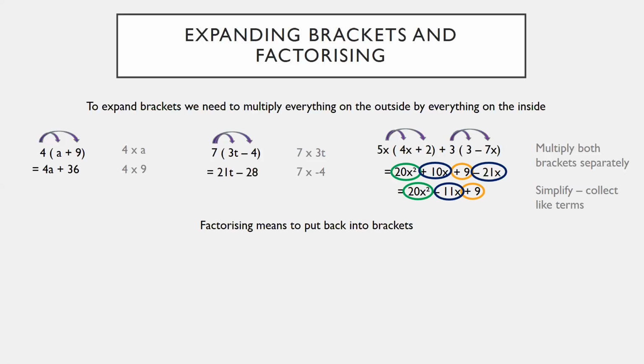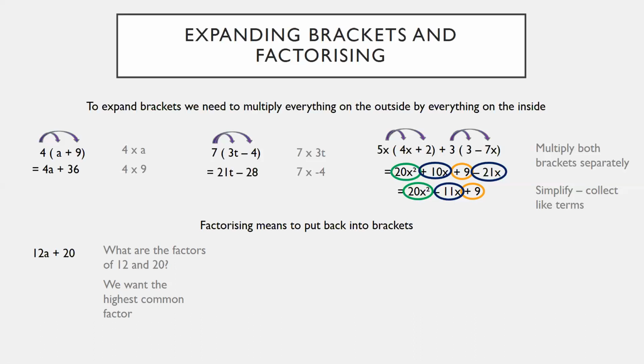Factorising then, this is sort of the opposite of expanding. We're going to go back the other way. We need to put back in the brackets. So if we have 12a plus 20, we need to think about the factors of 12 and 20. So the times tables that 12 and 20 are in. So they are both in the 2 times table, but we want the highest common factor so that we can fully factorise our answer. So that would be 4.